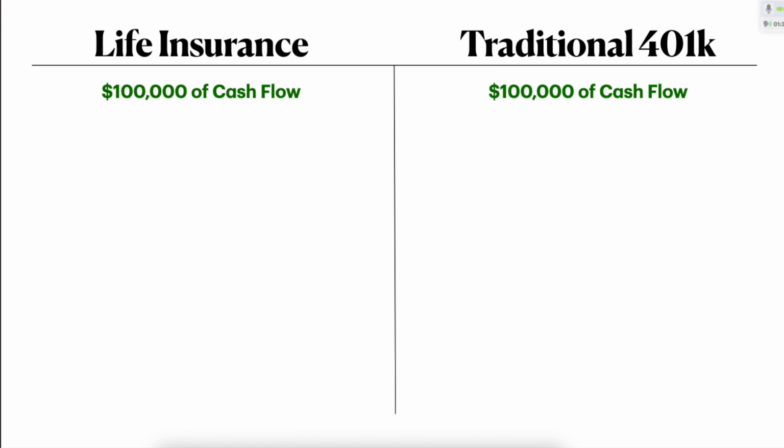And I'm going to go through what that means, because when I take money out of a traditional 401k, I'm probably going to owe income tax. I might owe estate tax. I might owe a local tax depending on where I live. So if I want $100,000 of cash flow, what size 401k do I actually need? And then I want to compare it to life insurance. How much cash value do I actually need to duplicate the $100,000 of cash flow in retirement?